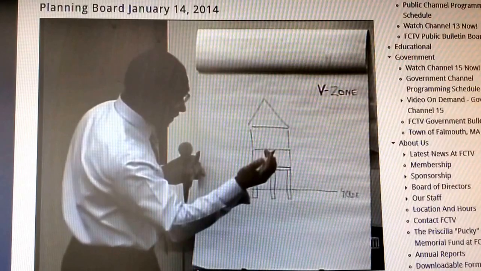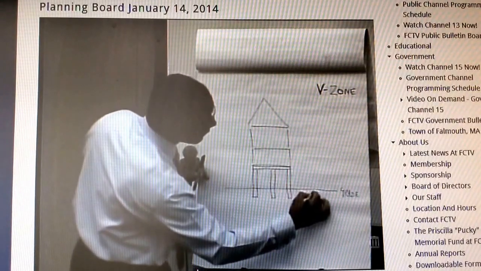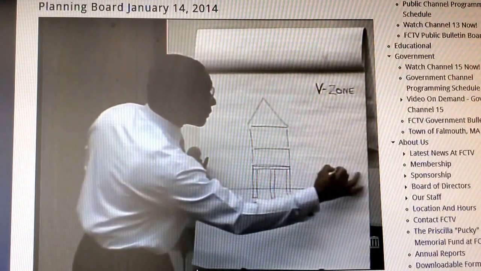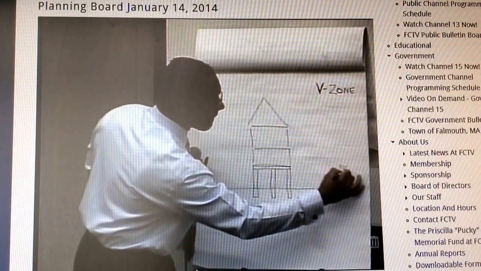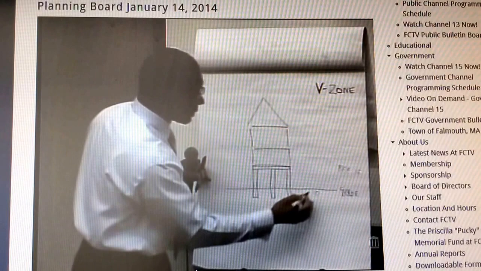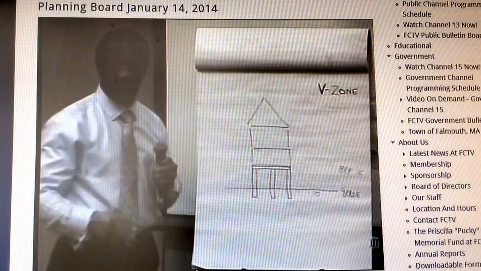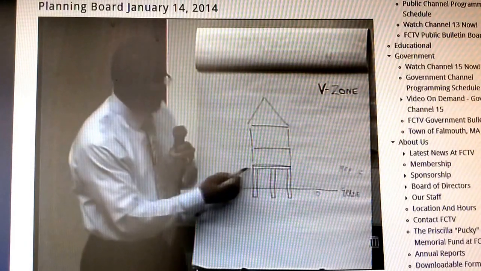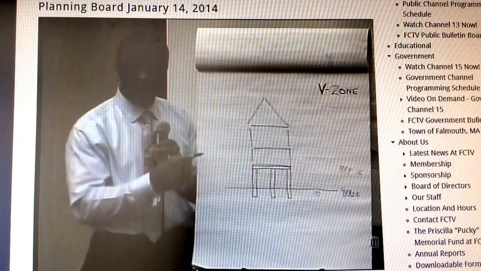So again, we take, for example, Surf Drive. Say we have an elevation of 10 again, but now we need a BFE of 16. So now we're going to be 6 feet in the air. And in the V zone, it is the lowest structural member that has to be at or above.